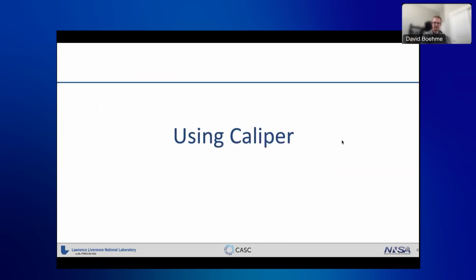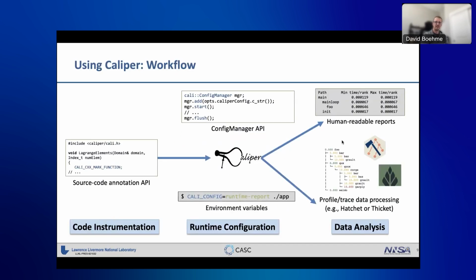So how do you actually use Caliper? Caliper is primarily an instrumentation-based performance profiling library. So we do go manually into the code and mark regions that we want to measure performance for. There are various macros and functions in Caliper that we can use to do that. So that is the first step.